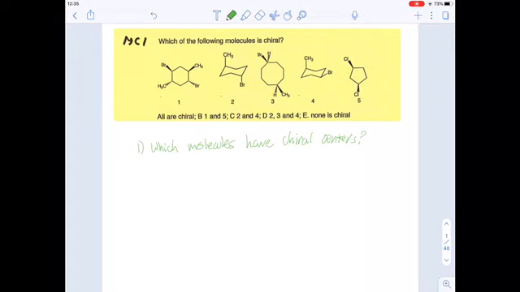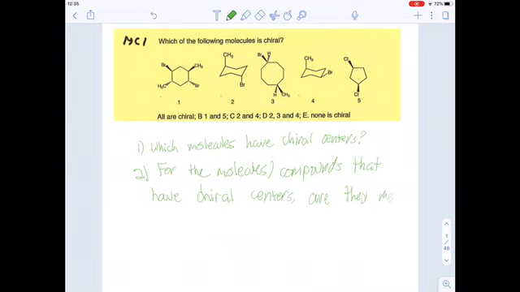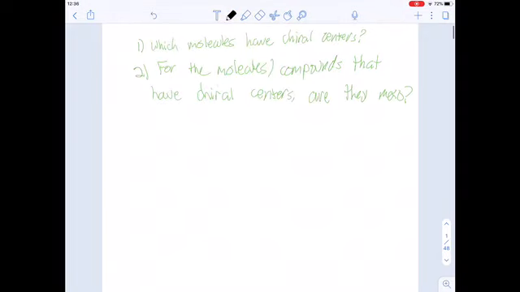Okay, and now once you find the ones that have chiral centers, you want to make sure that the overall compound isn't meso, because meso compounds are achiral compounds with chiral centers in them. Okay, so the next question is going to be, for the molecules or compounds that have chiral centers, are they meso? Okay, so these are the two things you want to ask yourself when you're doing this kind of a question.